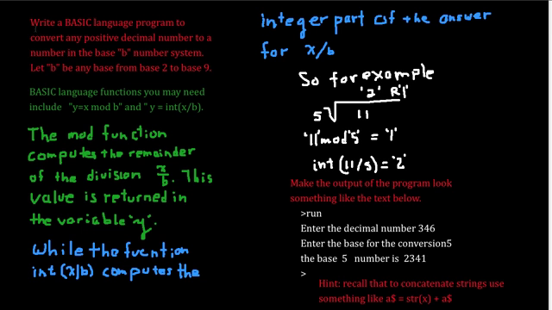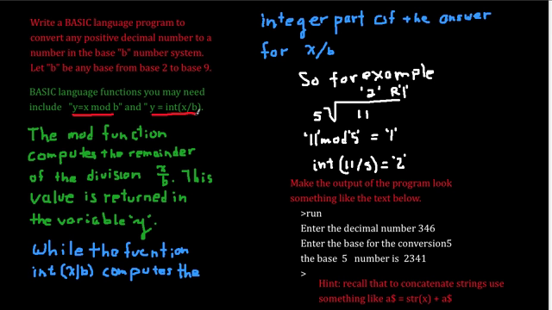Here's the statement of the assignment. Write a basic language program to convert any positive decimal number to a number of base B number system. Let B be any base from 2 to 9. So I said it twice. Basic language functions you may need to execute this program include y equals x mod b and y equals int of x divided by b. So you may, depending on what you do, need to use this basic function and this basic function.